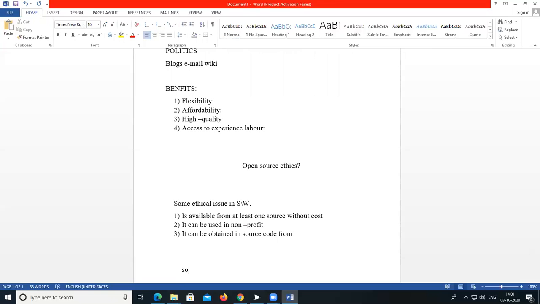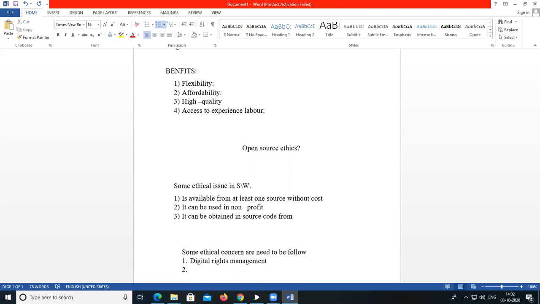Let's see these concerns. Some ethical concerns need to be followed. Let's move on to these concerns. The first one is digital rights management.